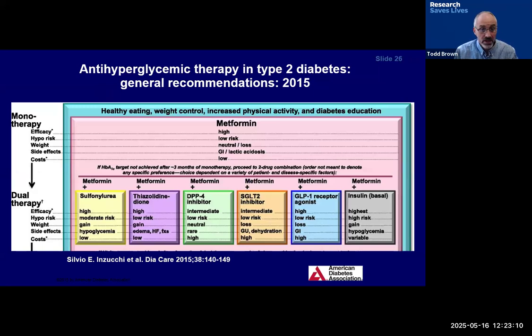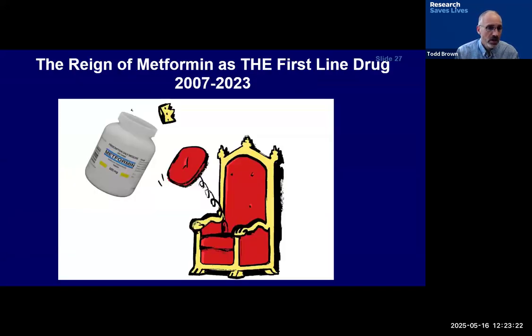So back 10 years ago, this was the ADA recommendation: metformin at the very, very top, and this is the way that it was for many years until 2003, when metformin was quietly deposed from the throne. And so why was it deposed? The reason being, as you all know, is that new drugs came out that actually have more of a benefit, particularly in specific populations.